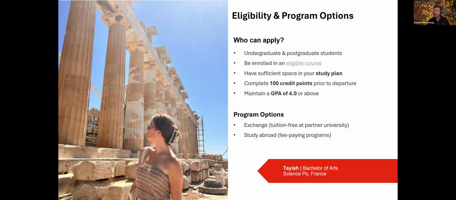Now, study abroad, if you hear the term study abroad, it's similar. It's a similar sort of activity. You still go overseas on an overseas experience, but typically you'll pay fees. You'll pay fees upfront to the destination or the program that you go on. Today, I'll be talking about predominantly exchange programs. So that's eligibility, and those are some of the program types.